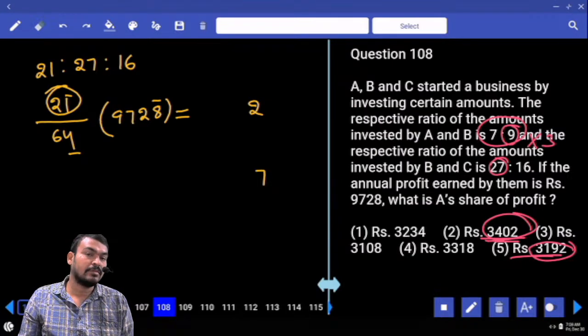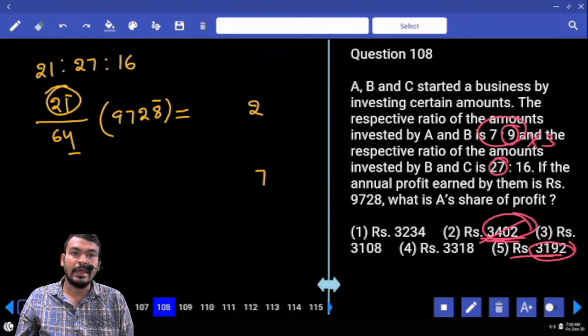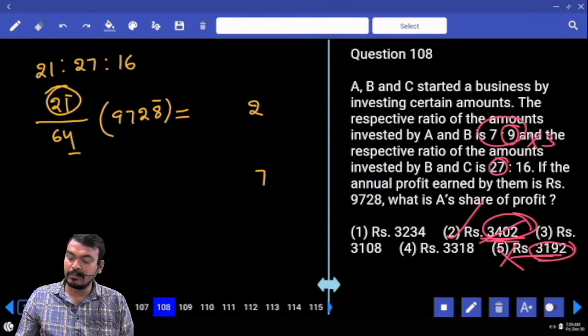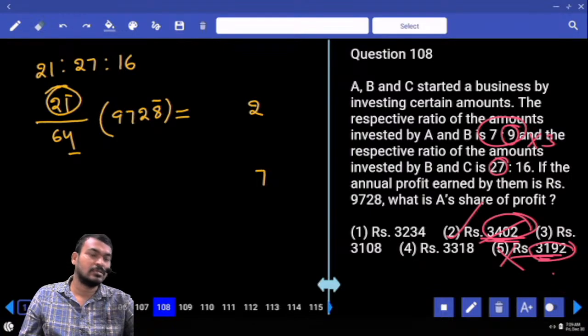In this one, which one is a 7 multiple? 7 4s are how much? 28. Remaining value 60. 7 8s are 56. Remaining 42. It is a 7 multiple. Obviously 3192 is not a 7 multiple? 7 4s are 28. Remaining 39. 7 5s are 35. It is also a 7 multiple.